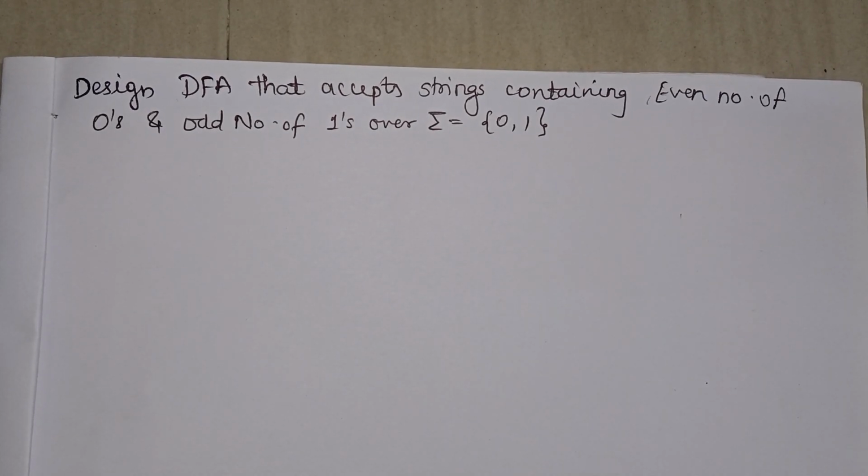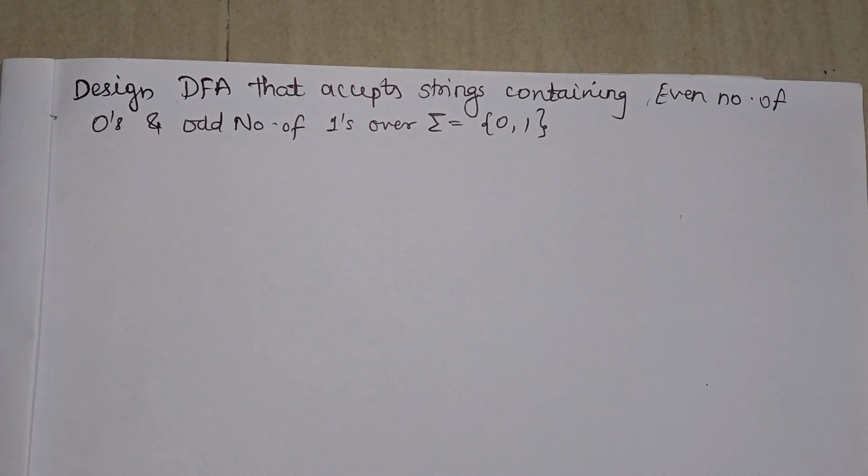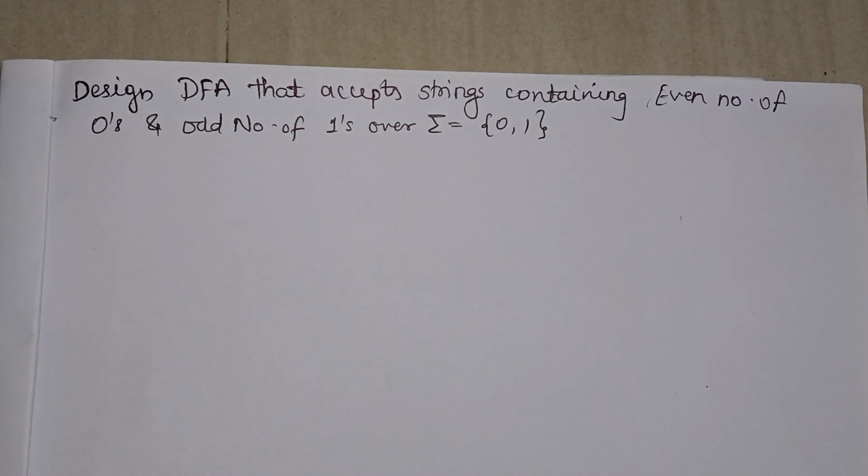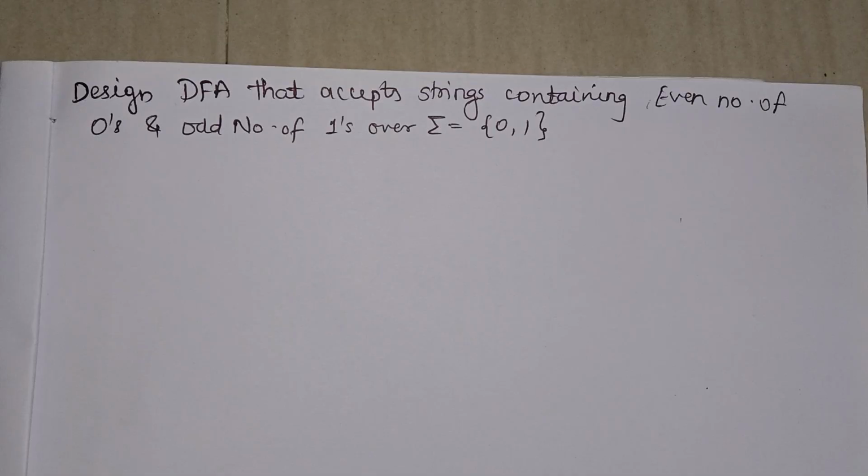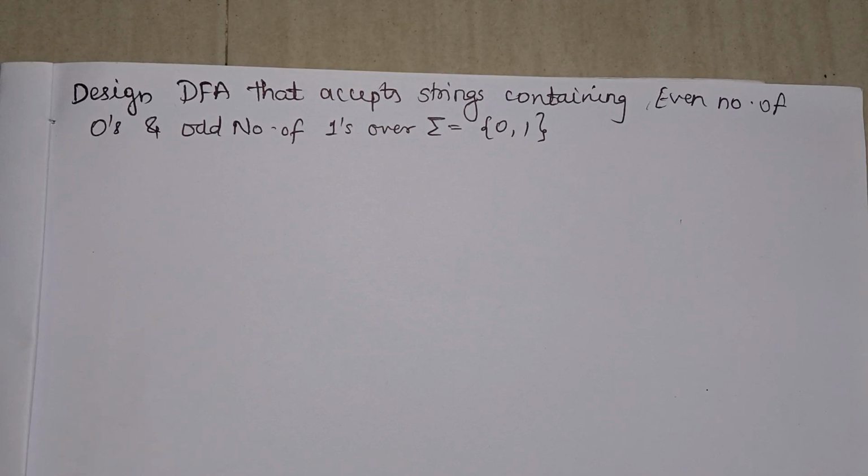Hello everyone, let's try another example of DFA. What is the question? Design a DFA that accepts strings containing an even number of zeros and an odd number of ones over the input alphabet 0, 1. What the question says is that we have to design a DFA that will accept the string if it contains an even number of zeros, meaning even times 0, and odd times 1.